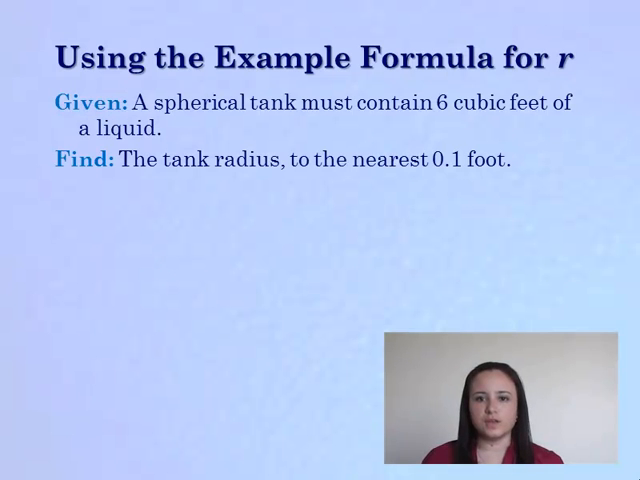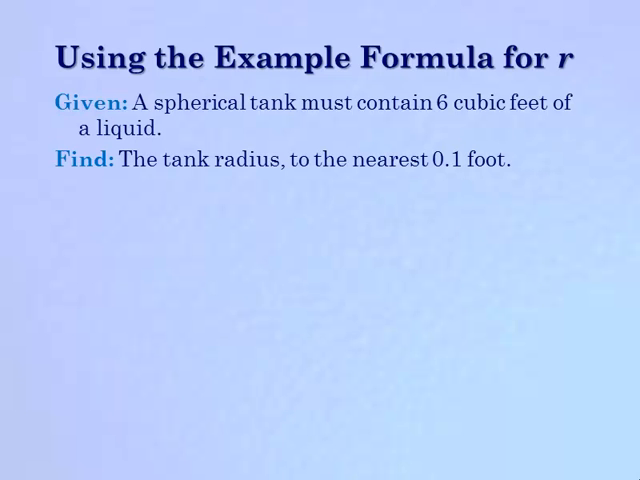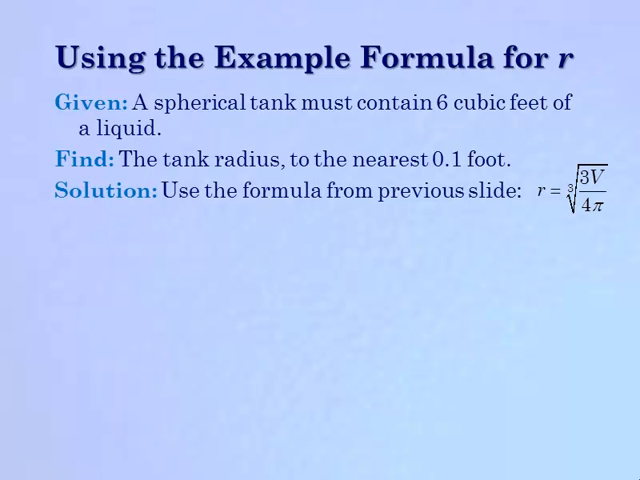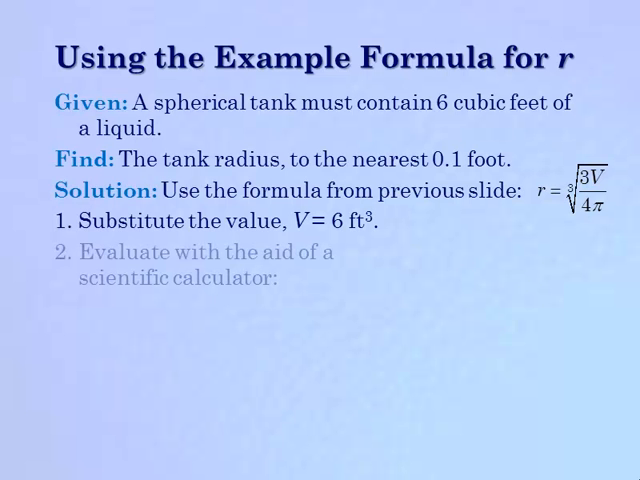So let's see if we can use that formula in an example. Suppose we have a spherical tank that must contain 6 cubic feet of liquid. We need to find the tank radius to the nearest tenth of a foot. Well, the solution is to use that formula that we just developed. r is equal to the cube root of 3V over 4 pi, and substitute in the value for V, 6 cubic feet. Now we need to evaluate that. So we can use a scientific calculator to do that.